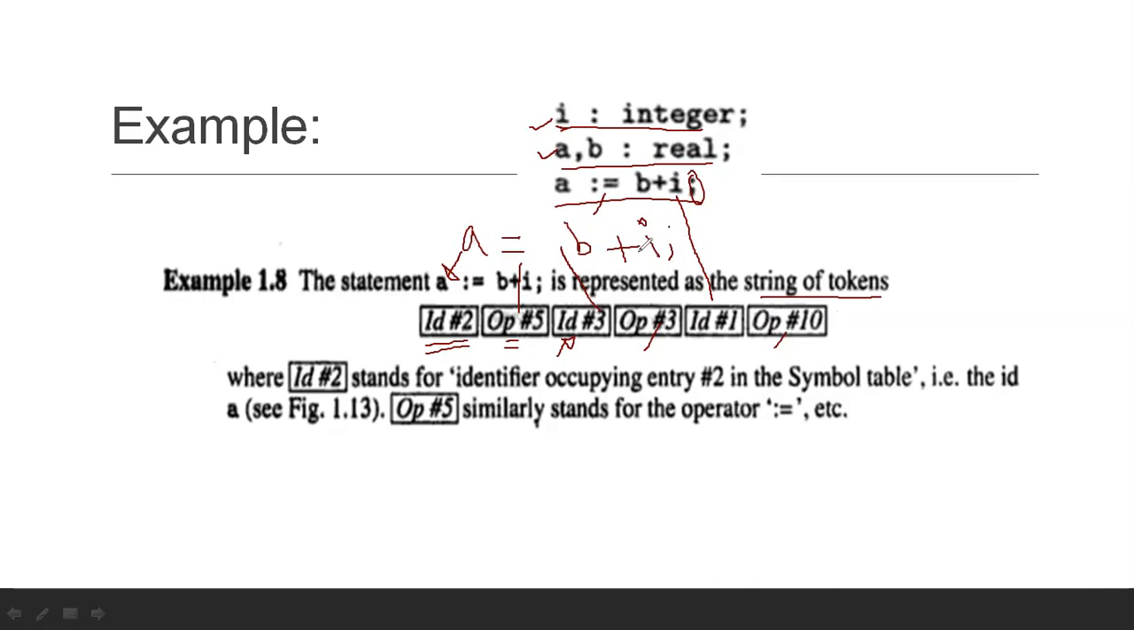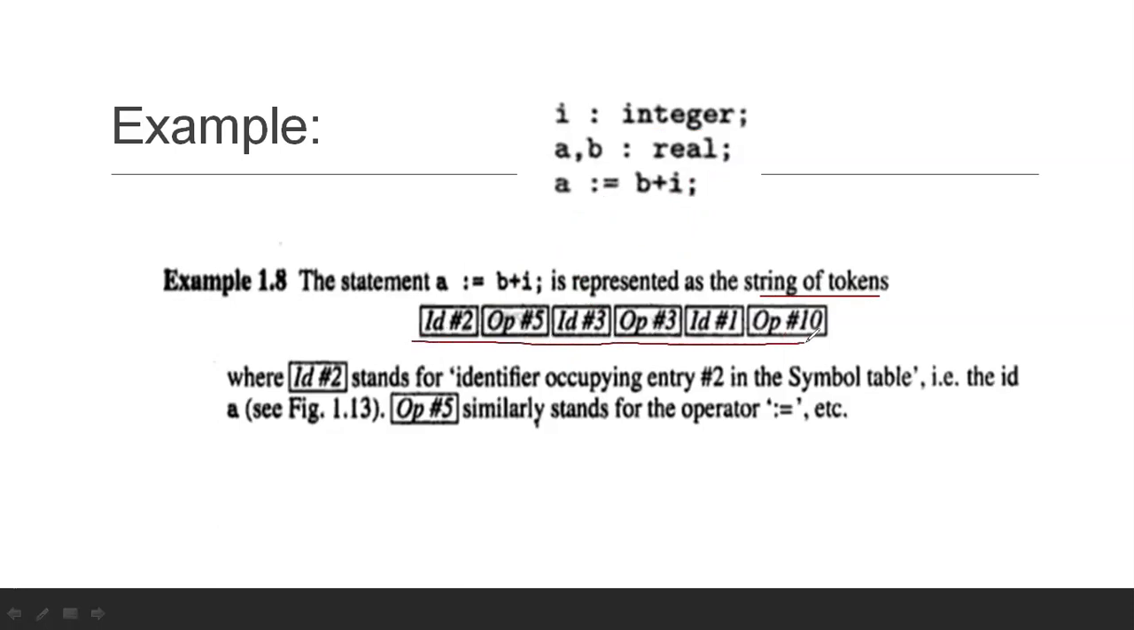So this is the statement A equal to B plus I, which is given here and which is converted into string of tokens as this. This is called as string of tokens. It is the output of lexical analysis, output of scanning. Up till this lecture we were only saying lexical analysis, lexical analysis. So what is lexical analysis? This is what is the lexical analysis. Output of lexical analysis is string of tokens. You can read what is given here that I have already explained.